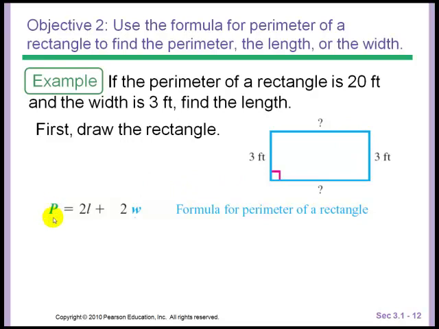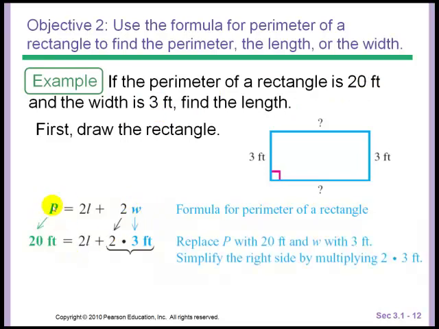Our formula is P equals 2L plus 2W. Perimeter is 2 times length plus 2 times W. We are told that the perimeter of a rectangle is 20 feet, and the width is 3 feet. So we replace the variables with the values given. Perimeter is 20 feet, we don't know anything about length, so that stays our L, and width is 3 feet. Now we will do this multiplication, 2 times 3 feet. We have 20 feet equals 2L plus 6 feet.